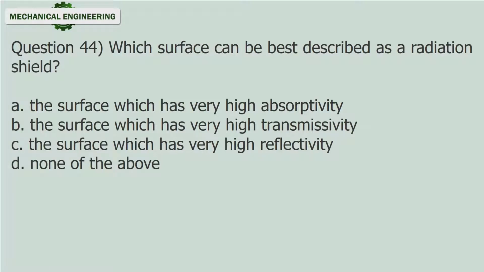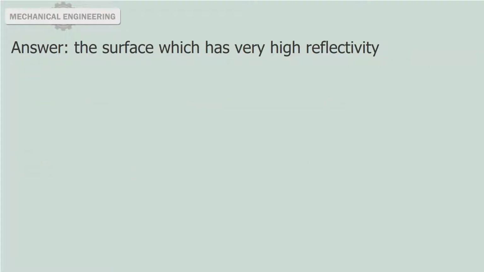Question 44. Which surface can be best described as a radiation shield? A. The surface which has very high absorptivity. B. The surface which has very high transmissivity. C. The surface which has very high reflectivity. D. None of the above. Answer: the surface which has very high reflectivity.